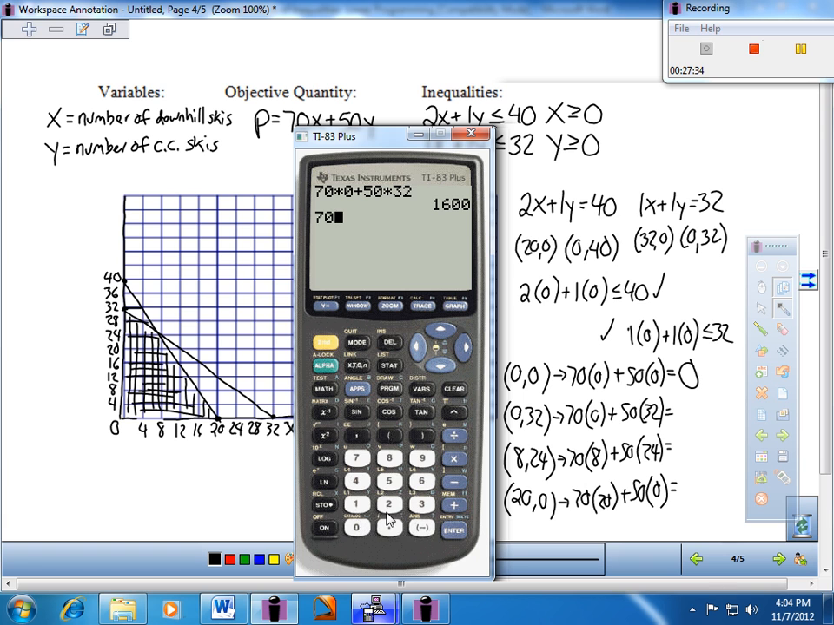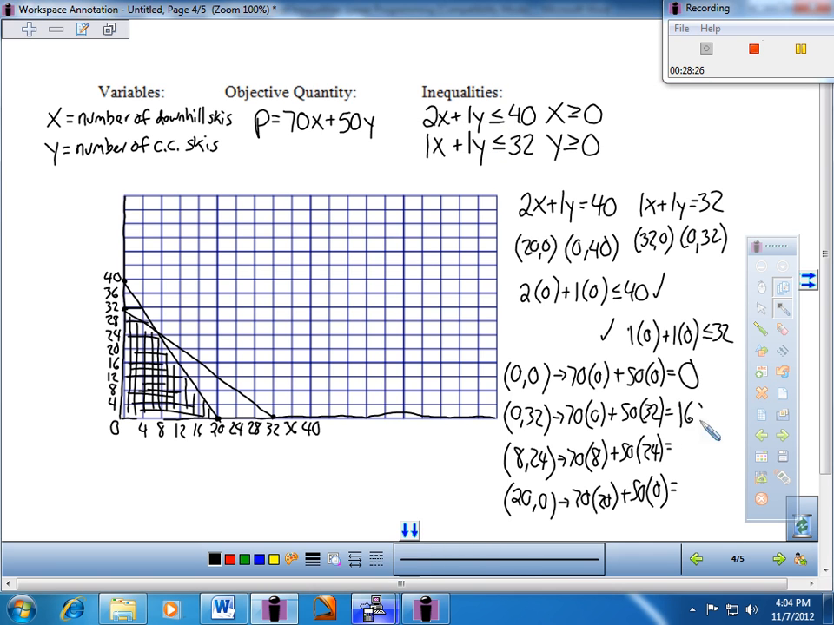Next one, everybody, 70 times the 8, and then 50 times the 24. 1,760. And then the last one there, 70 times the 20, and then plus 50 times the 0. So you're plugging in the x's and y's into the objective quantity and coming up with the results, and it looks like we get 1,400. So let me write those 3 down. You all do the same, and we have 1,600. I think I saw a 1,760 and a 1,400 right there.